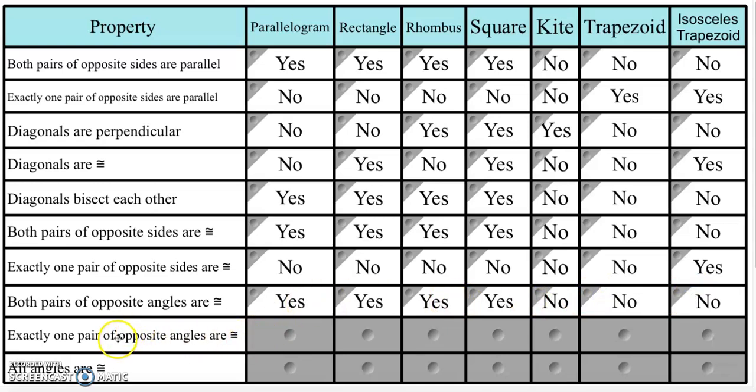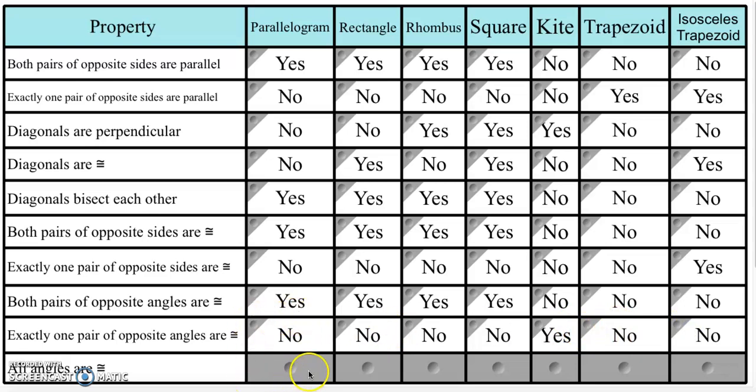Moving on to exactly one pair of opposite angles that are congruent. So exactly one pair of opposite angles congruent on a parallelogram. Anything that's yes is going to be an automatic no, because that's taken up there. Exactly one pair of opposite angles congruent on a kite. Yeah, that would be the non-vertex angles. So that one is good to go there. And then on the trapezoid and the isosceles trapezoid, those are no's.